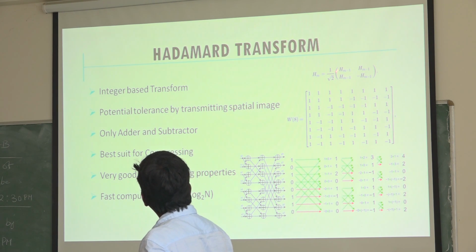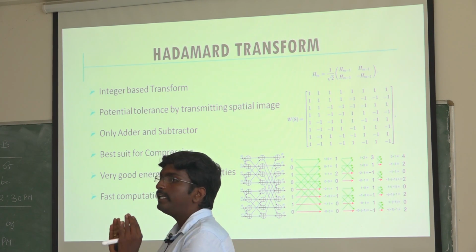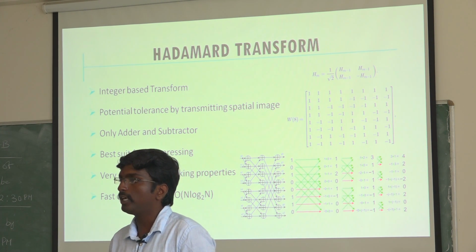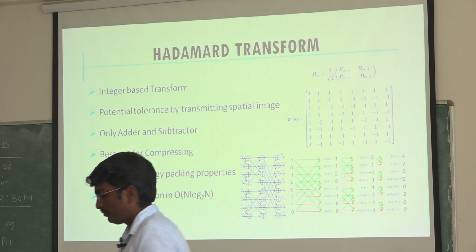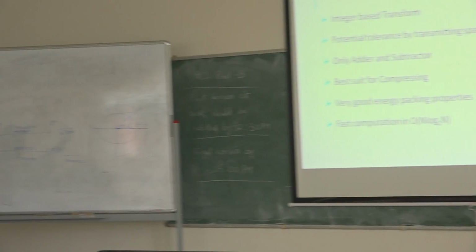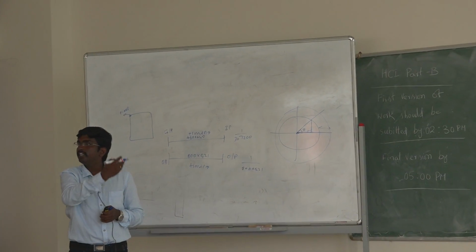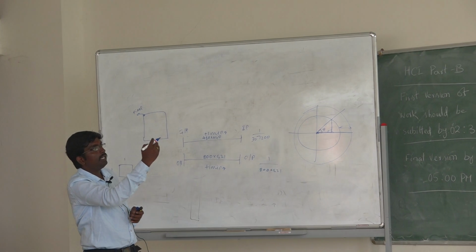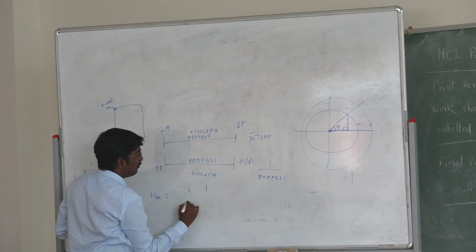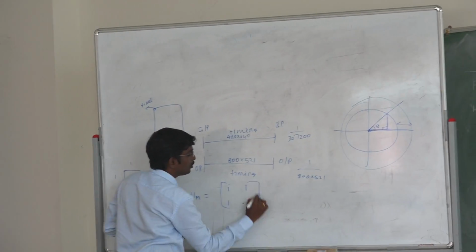So instead of that HM, the entire 2 cross 2 matrix, if I keep it, will go for the 4 cross 4 Hadamard transform. The entire HM is HM minus 1, HM minus 1, HM minus 1, which means the previous step. So the initial matrix for the HM is 1, 1, 1, minus 1. This is for the 2 cross 2.